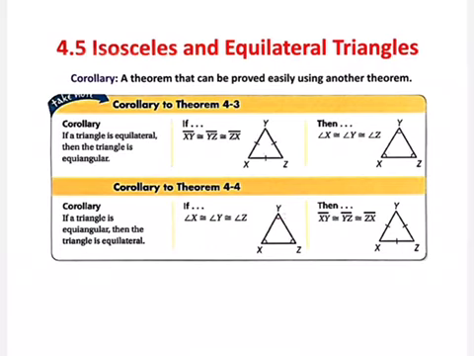So here we have corollaries. A corollary is a theorem that can be proved easily using another theorem. So corollary to theorem 4.3, if a triangle is equilateral, then the triangle is equiangular. So basically, if all of the sides of your triangle are the same, all of its angles should be the same as well. And then the opposite of that is corollary to theorem 4.4. So if all of your angles are the same, then all of your sides are the same.